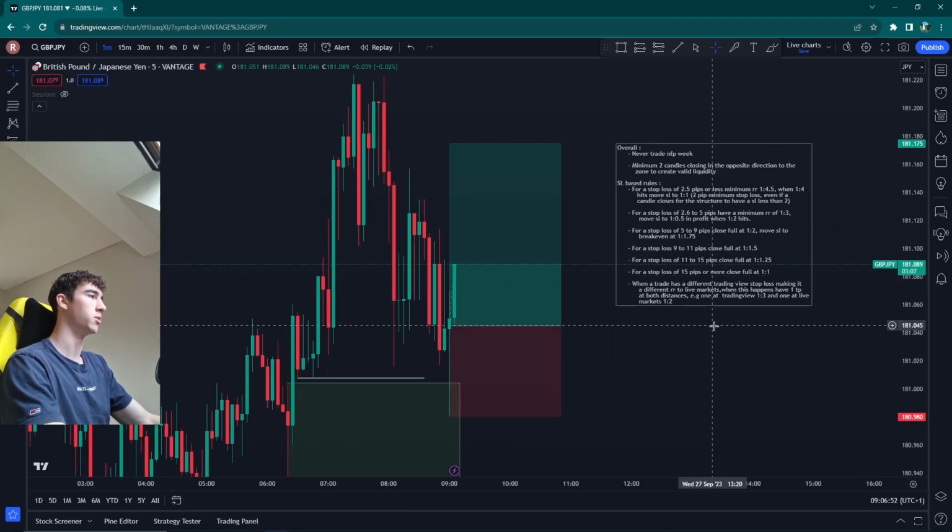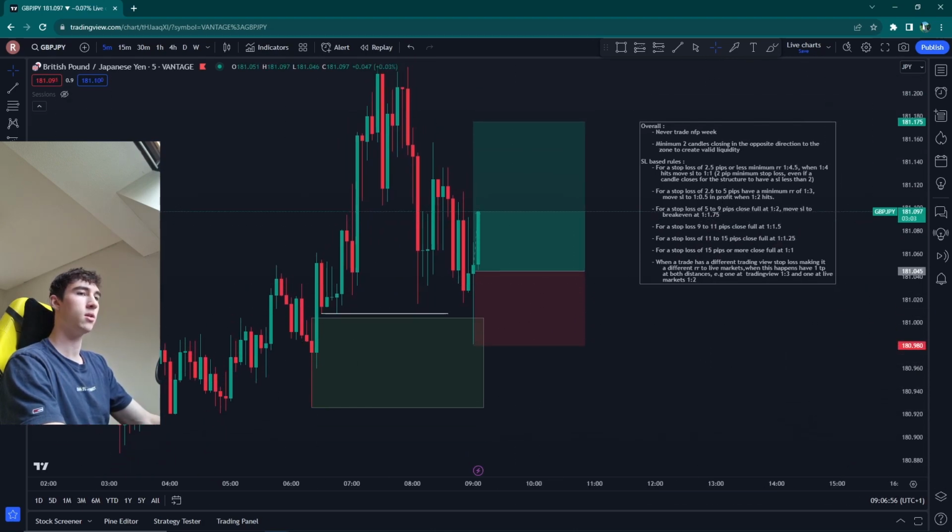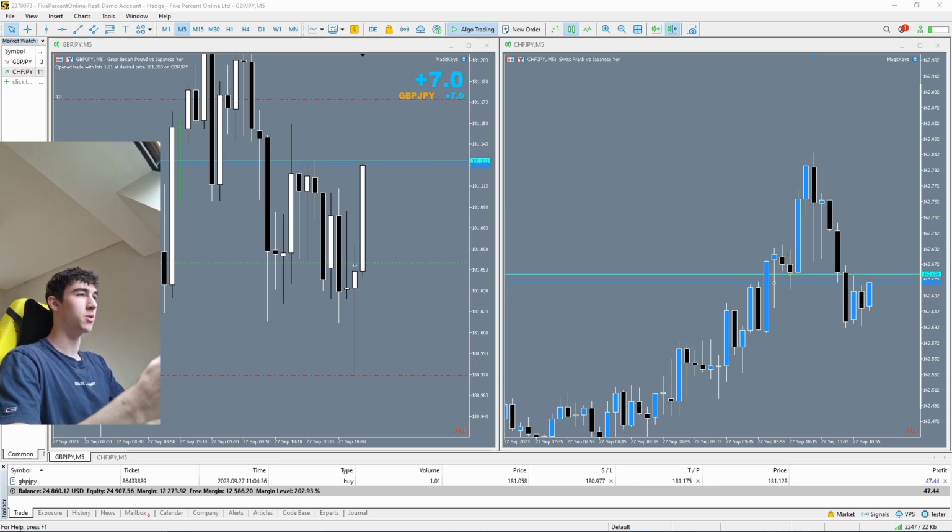I'll update you guys how it's going once the trade's played out. But yeah, right now this is looking really clean. It's looking like TP could be hit within 1 or 2 candles here.